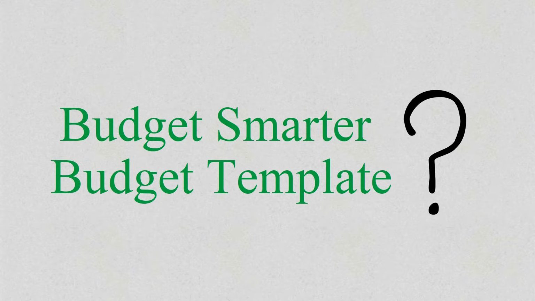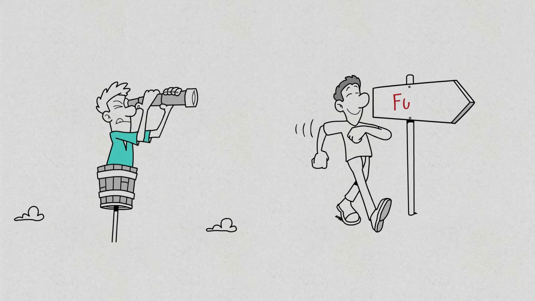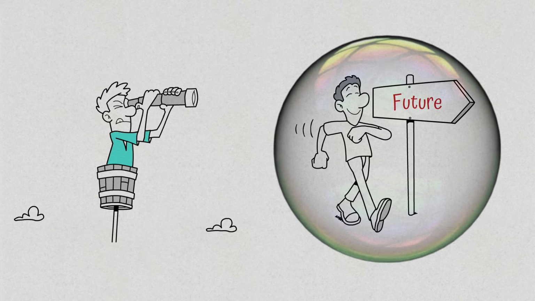Alright, so the first thing we really need to nail down is what exactly is the Budget Smarter budget template. It's actually really simple. It can be defined as a budget that looks into the future. It almost gives you a crystal ball, so to speak.